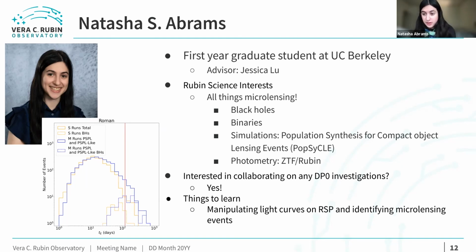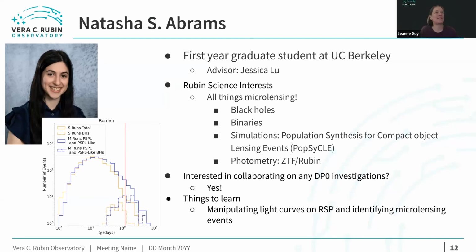I'm interested in photometry. I'm getting involved with looking for microlensing in CGF and hoping to apply those methods to Rubin. I've also been helping out with the cadence discussions specifically for microlensing. Of course, I'm interested in collaborating, and specifically with DP0. I'm interested in learning to manipulate the light curves and identify microlensing events and transients in those.